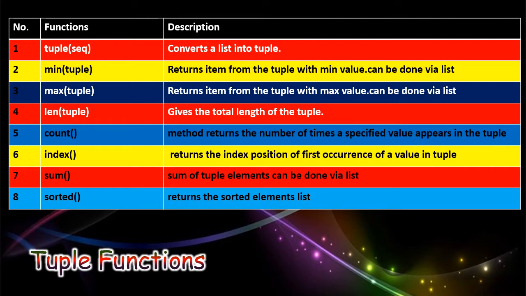And these are the tuple functions. First, tuple of a sequence converts the list into a tuple, min finds the minimum value in a tuple, and max finds the maximum value of a tuple. Length means finding the number of elements in a tuple, and count returns how many times the searched item is present in the tuple. Index returns the first occurrence position of the searched item in a tuple, and sum finds the sum of the elements, and sorted is a function used to sort the values in either ascending or descending order. So through examples we can see them one by one.